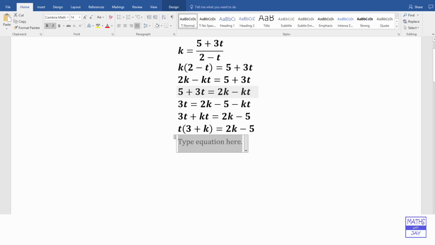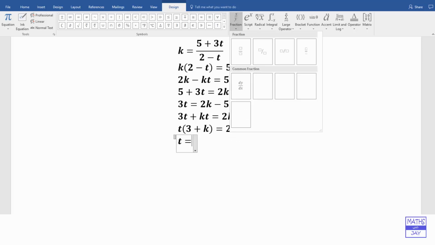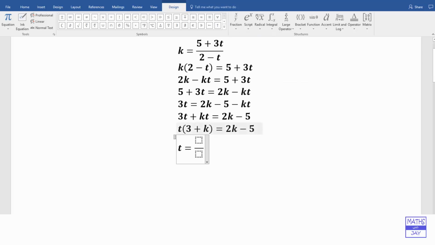And now we're just about there, because we can see that if we divide both sides by 3 plus k, that we will have t equal to something or other. So now I'm going to write t equals, and we want a fraction. So in the numerator, we're going to have 2k minus 5. And in the denominator, 3 plus k, because we're dividing both sides by 3 plus k.